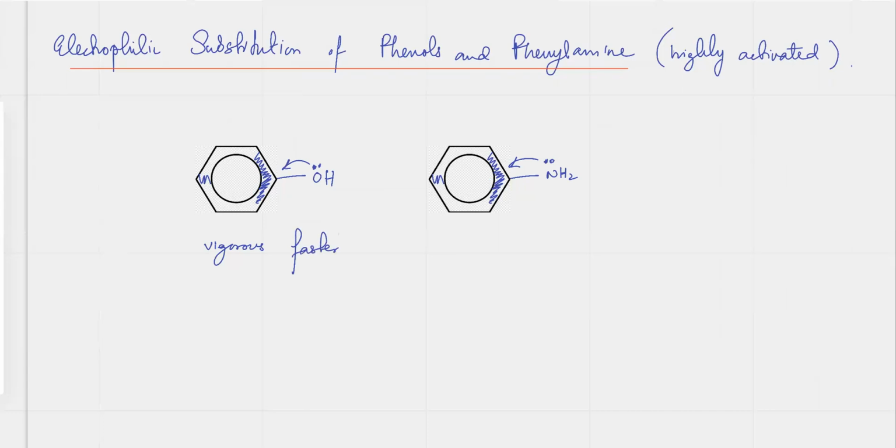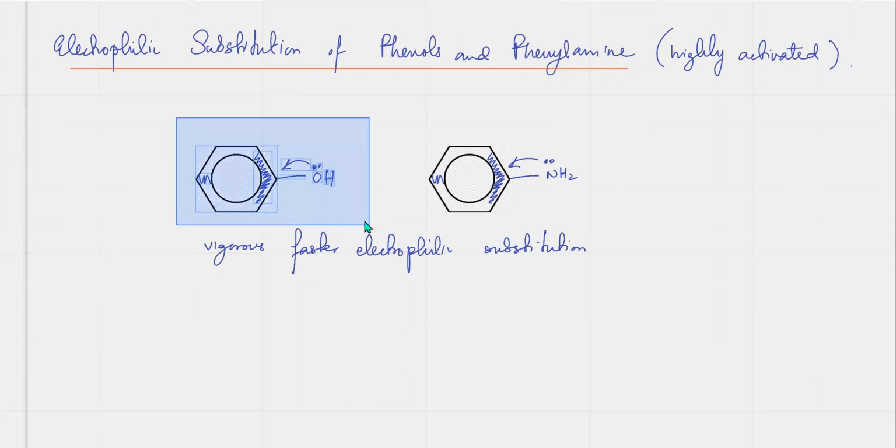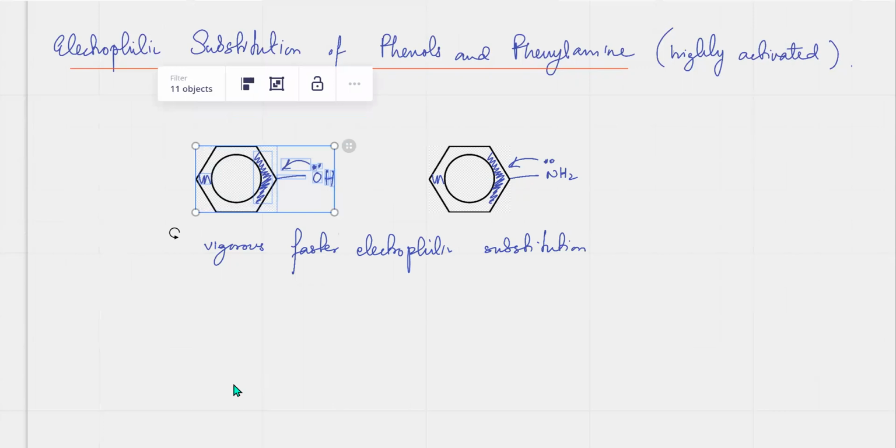faster electrophilic substitution. So for one thing, you don't need a catalyst. Like if you're doing a reaction of a phenol and you're trying to brominate it, you're doing a bromination reaction.